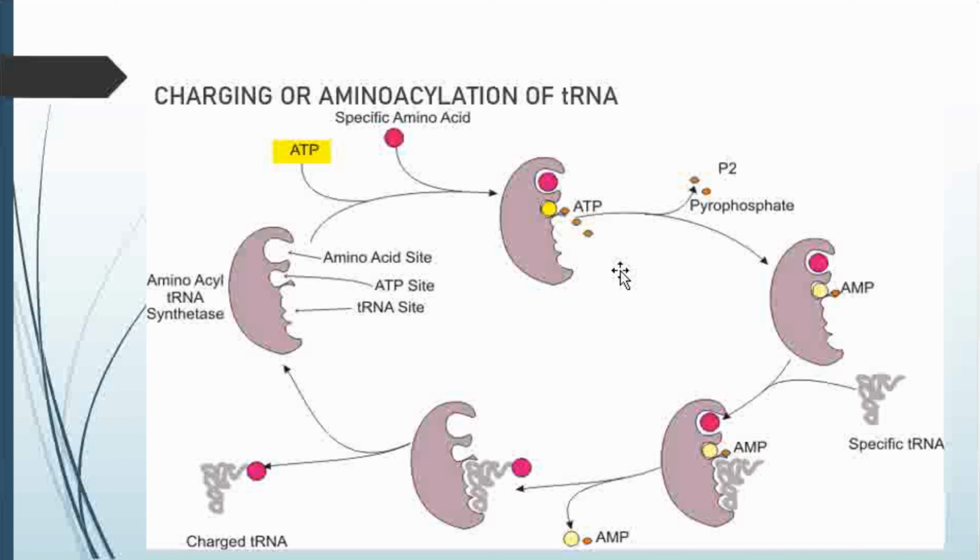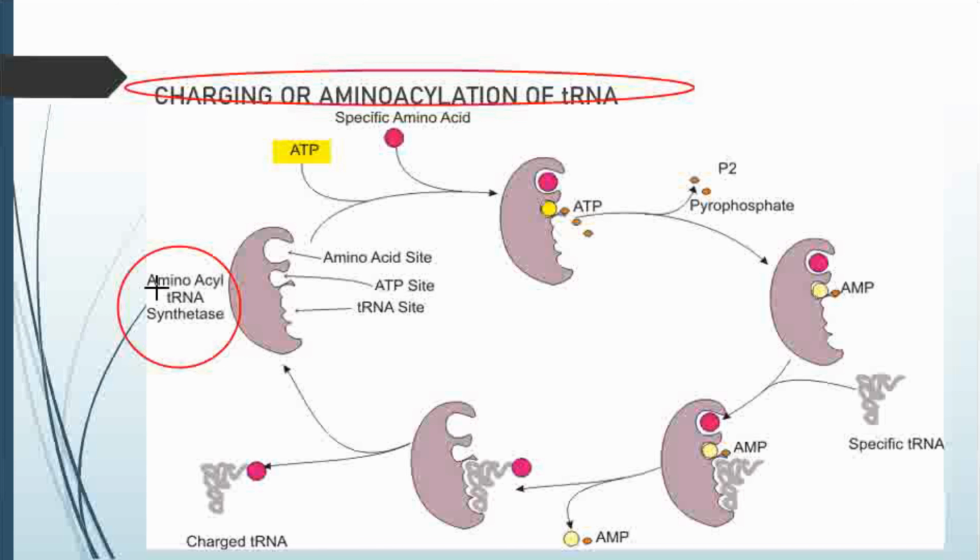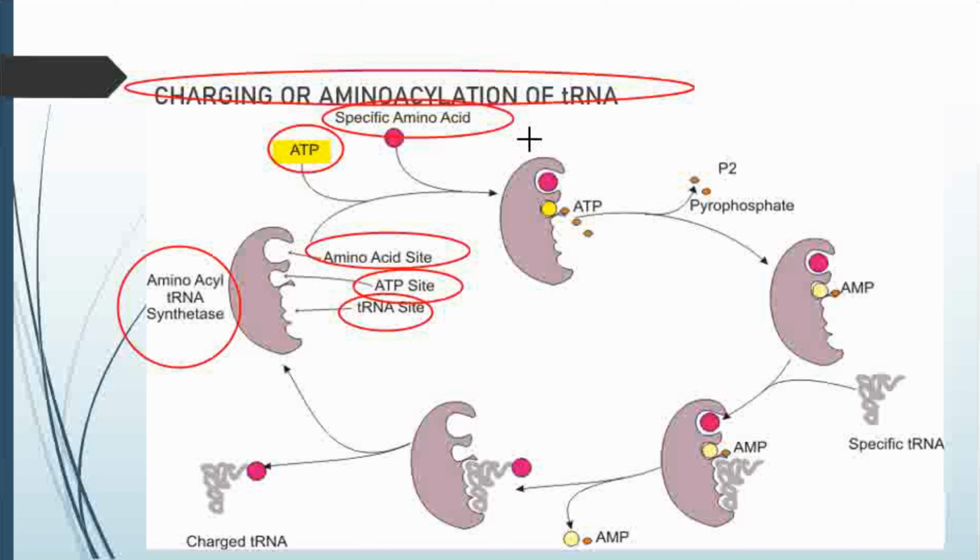Next, let's see. The same I have given in picture format. You can see the charging, or the aminoacylation, of the tRNA. Here the enzyme, this is not given in your book, just for your information, aminoacyl tRNA synthetase is involved in this process. It has a tRNA site, an ATP site and also an amino acid site, a binding site for the amino acid, ATP and the tRNA. First, the ATP and the amino acid, as I said in the previous slide, they bind to this enzyme, the ATP and the amino acid.